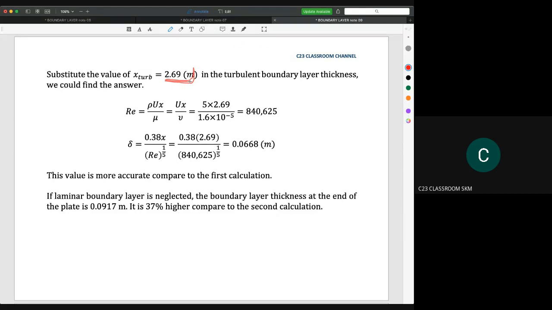So we cannot use the value of 4.0 meter. From this calculation, we get 0.0668 meter. If we compare with the previous answer, where we do not neglect the laminar part, it is 0.091 meter. So the previous calculation is 37% higher compared to the second calculation.